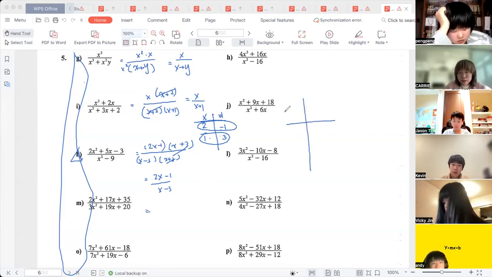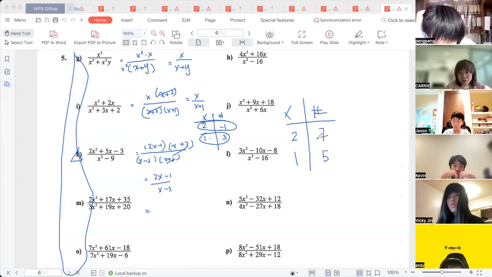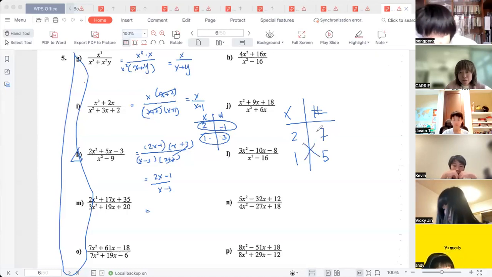We're doing calculation. This one's x part, and this is number part. For the numerator, 2x squared plus 17x plus 35. For the x, it's only 2x times 1x. That's only one possibility, right? For 35, there are a lot of possibilities. For instance, 5 times 7. I put a 5 here and 7 here. 2 times 5 equals 10, and 1 times 7 equals 7, so 10 plus 7 equals 17. So we have 2x plus 7 and x plus 5.